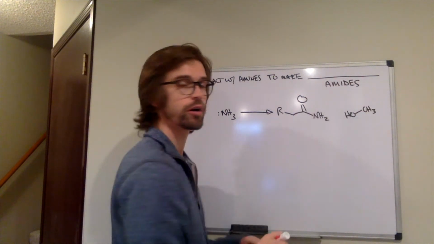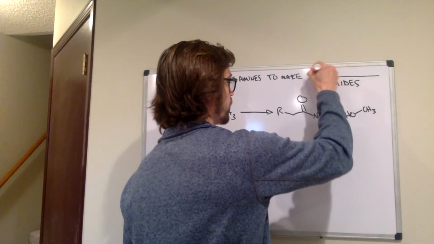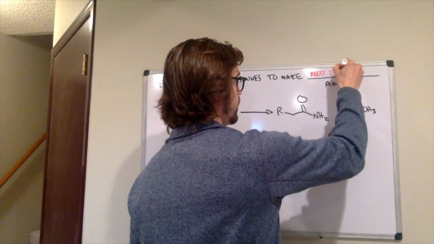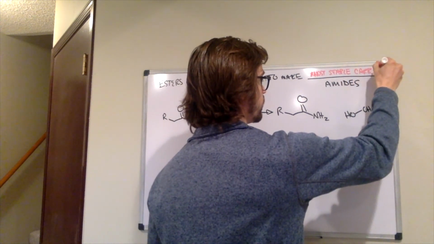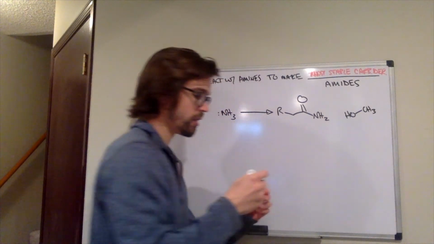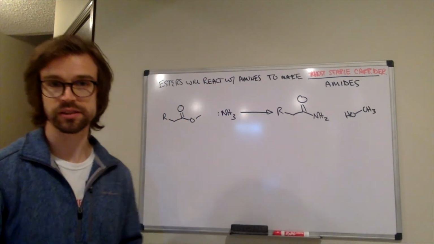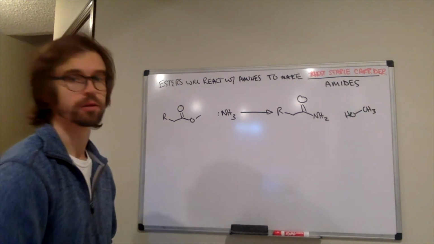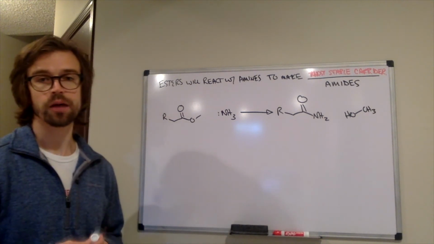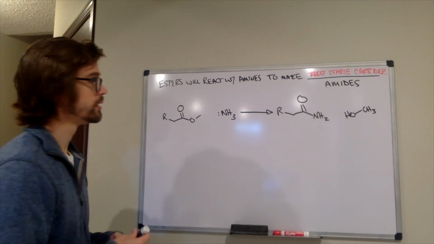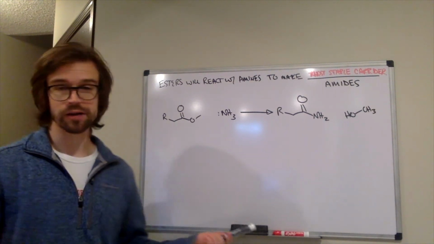What's this big blank for? Usually, right? The most stable, we'll just write most stable carboxylic derivative. So esters will react with amines to make the most stable carboxylic acid derivative, amides. This is a very downhill reaction because we are forming the most stable type of derivative of carboxylic acids. So how's this going to work?